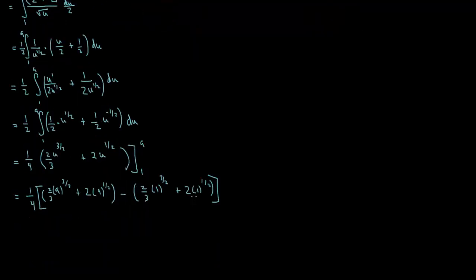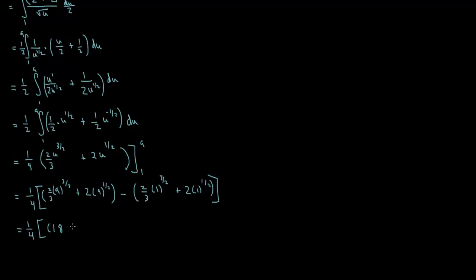So let's see what we have here. We have a 1/4 out front that we can't forget about. Now let's see what's left over here. Now 9 cubed is 9 times 9 times 9, which is 729. 9 to the 3/2 power means you take 9, raise it to the 3rd power, and then take the square root. I think it's 27. Yes, 27. So we have 27 times 2/3. So 27 times 2 is 54, divided by 3 is 18. So that worked out kind of nice.